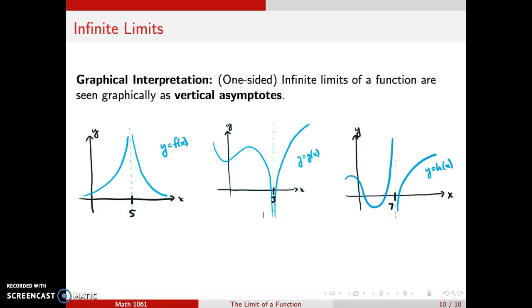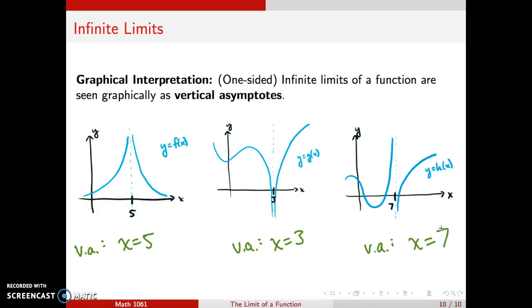One last note for graphical interpretation. Infinite limits, or one-sided infinite limits of a function, are seen graphically as vertical asymptotes. In this case, we'd have a vertical asymptote at x equals 5, that vertical line. Here we've got a vertical asymptote at x equals 3. And here, even though the limit doesn't exist and it's not an infinite limit, we still have a vertical asymptote at x equals 7.